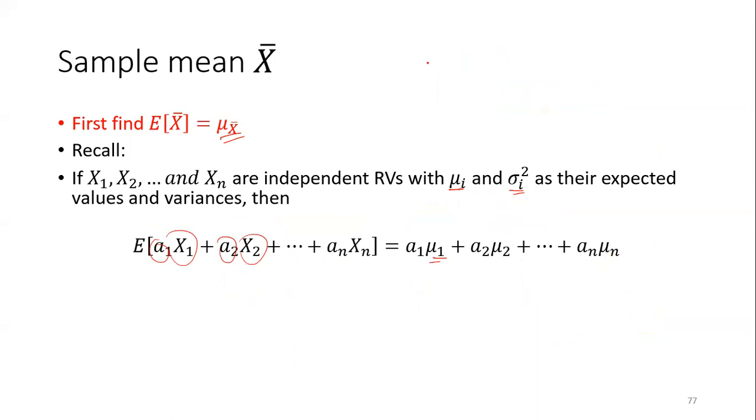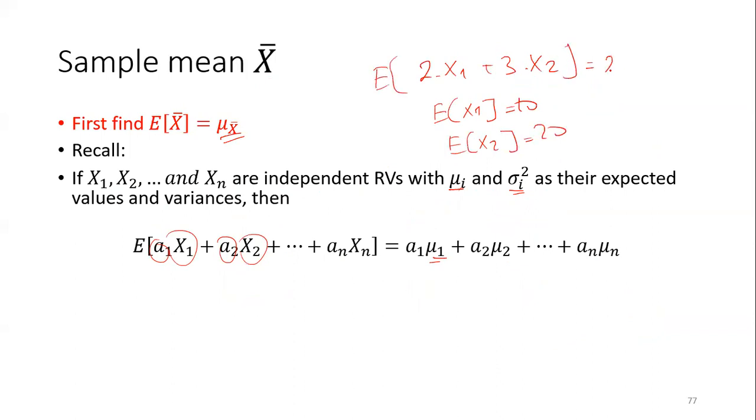So for example, if you have two variables, 2 times x1 plus 3 times x2, and it turns out that the expected value of x1 is equal to, let's say, 10, and the expected value of x2 is equal to 20, right? Then the expected value of 2x1 plus 3x2 is equal to 2 times 10 plus 3 times 20, right? Since this is true, now remember what is the definition of x bar? It's equal to x1 plus x2 plus ... xn divided by n. So this is equal to x1 over n plus x2 over n plus ... xn over n, right?